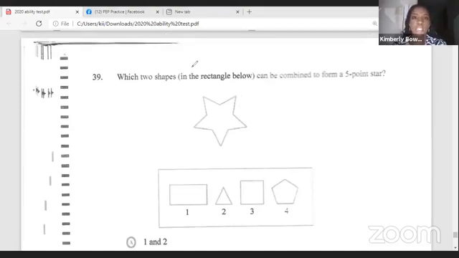We're almost to the end of our session today. We would have completed the 2020 past paper. We're at number 39, which is almost to the end of the paper itself.